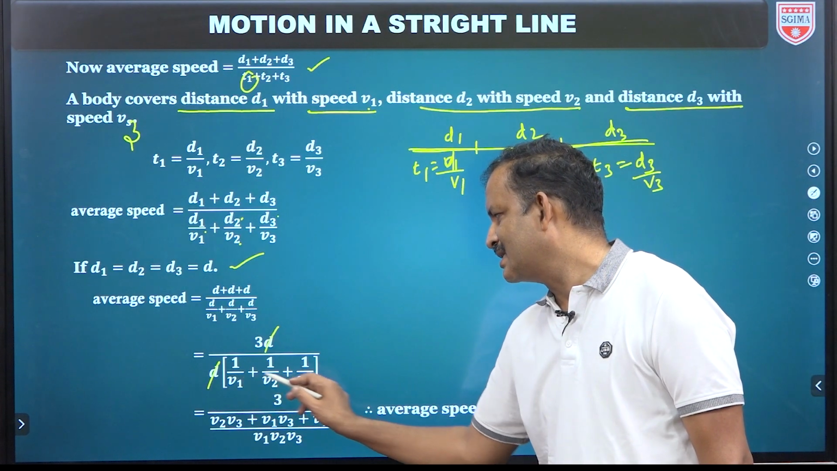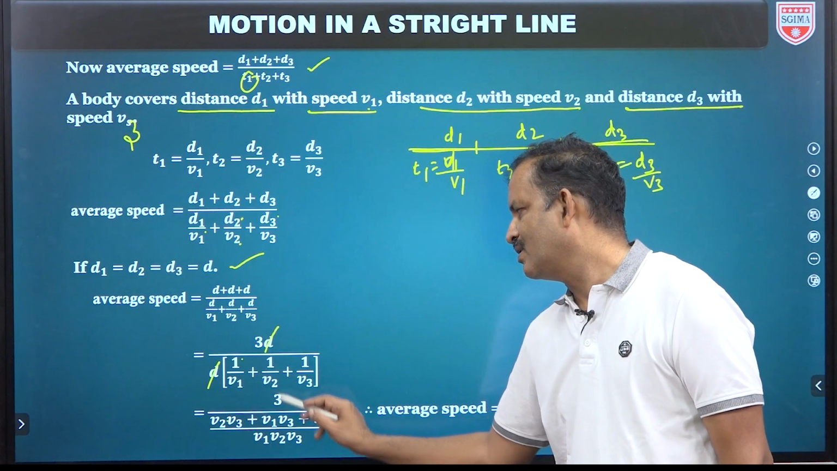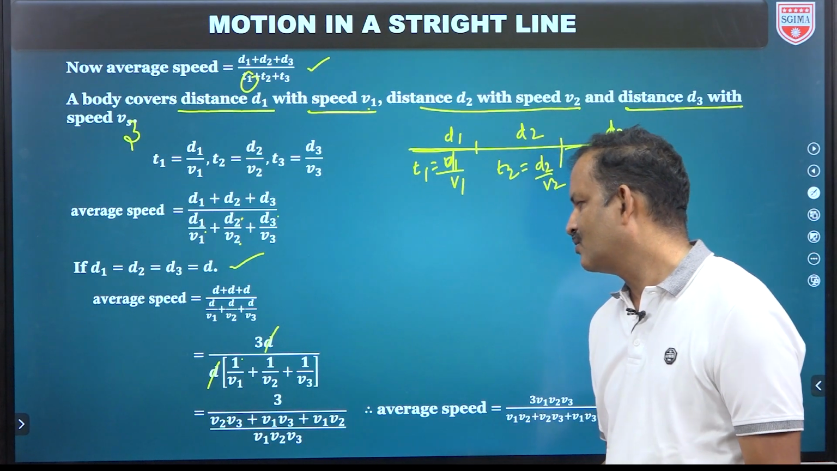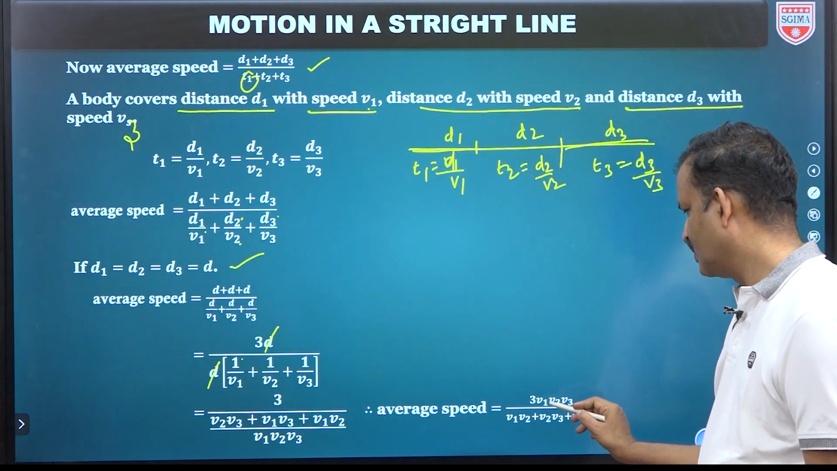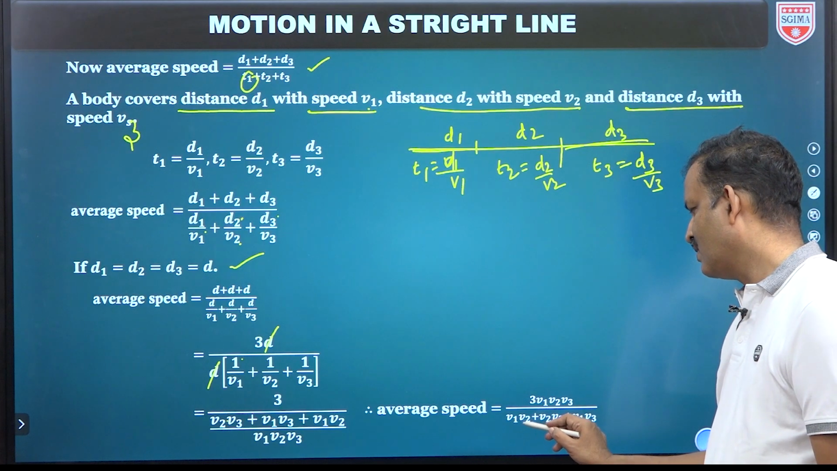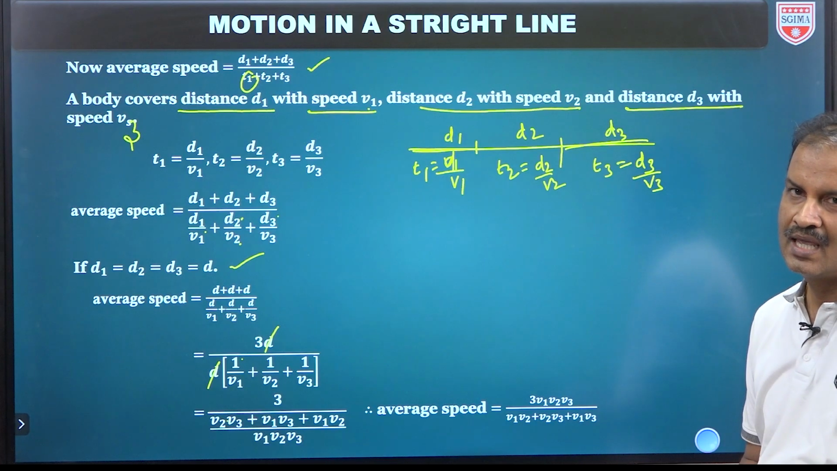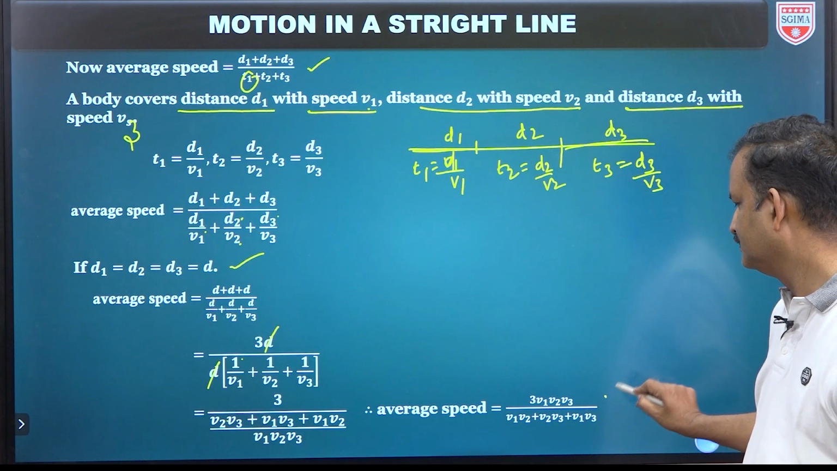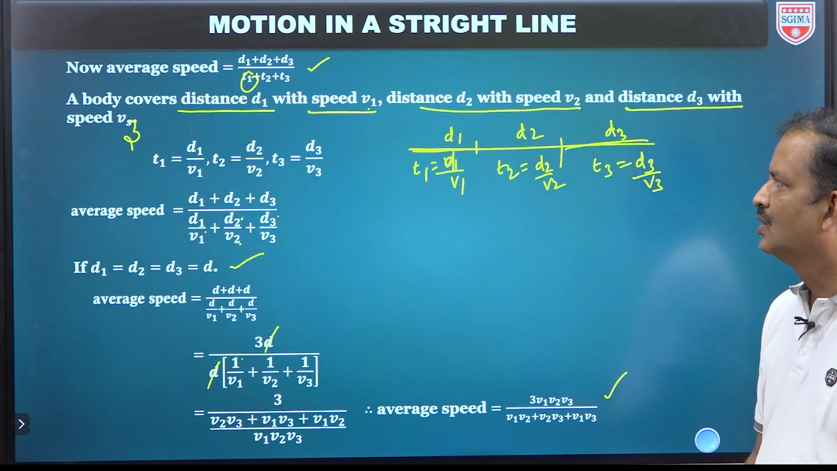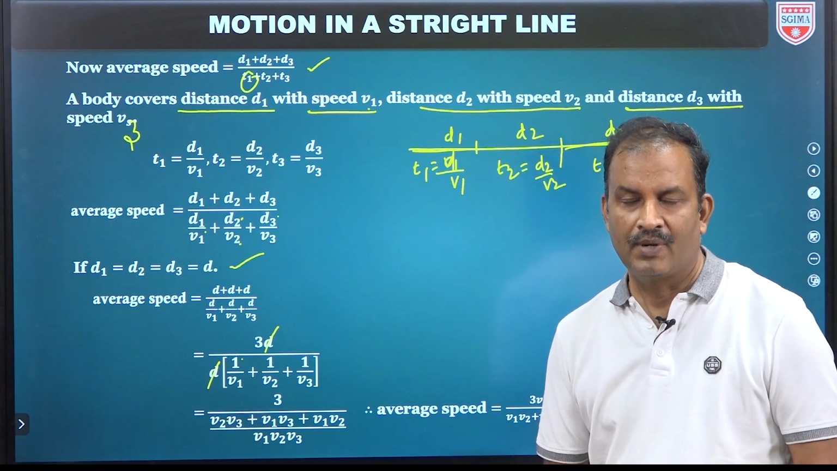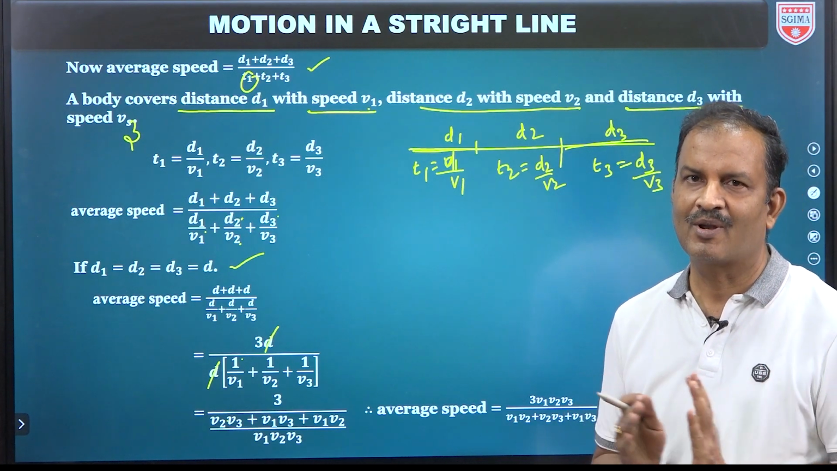If you take the LCM, v1 v2 v3, for this one v2 v3, for this one v1 v3, for this one v1 v2 by v1 v2 v3, and you take this upward. So 3v1v2v3 by v1v2 plus v2v3 plus v1v3. This is the average speed. So the basic formula for average speed is total distance by total time. We have to use that formula only.